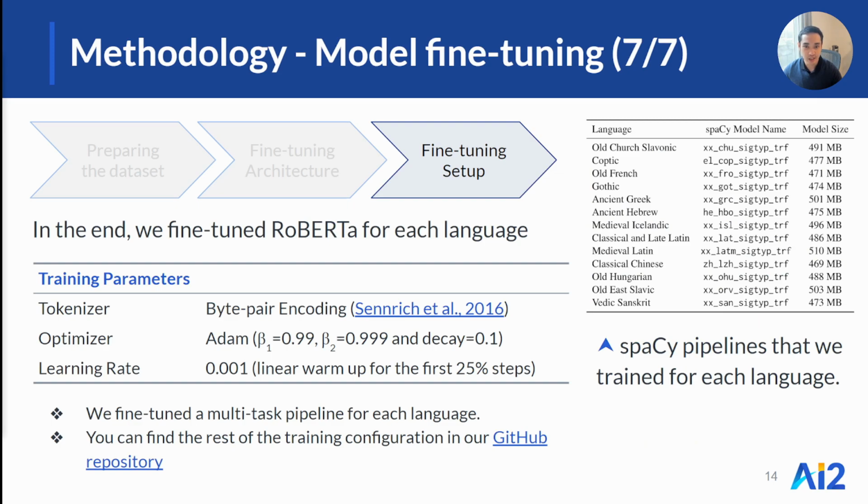In the end, we fine-tuned 13 multitask models using this configuration. On your left, you'll see the hyperparameter settings. We use the common defaults, such as byte pair encoding for the tokenizer, an Adam optimizer, and a relatively small learning rate. We also use a linear warm-up for the first quarter of training just to help it converge. And on the right, you can find the resulting spaCy pipelines. These are the output artifacts that contain the multitask pipelines for our 3 tasks.